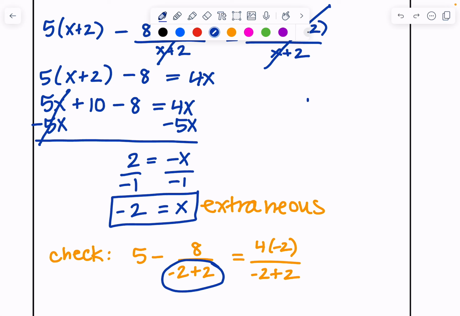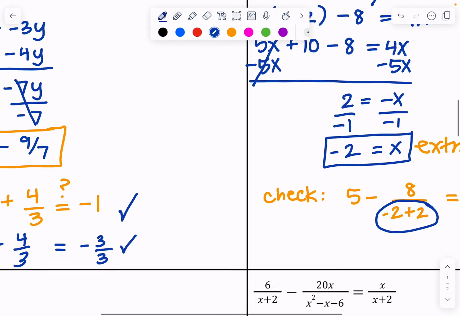Oops. So empty. No real number will work in there. You could write no solution as well.